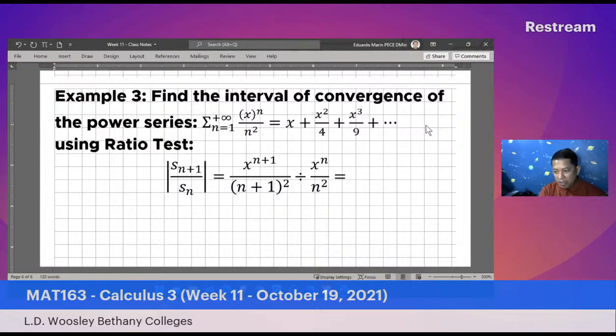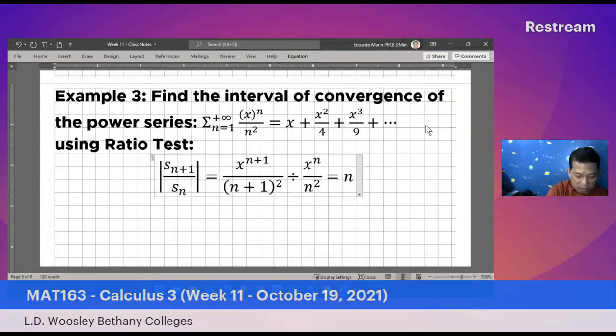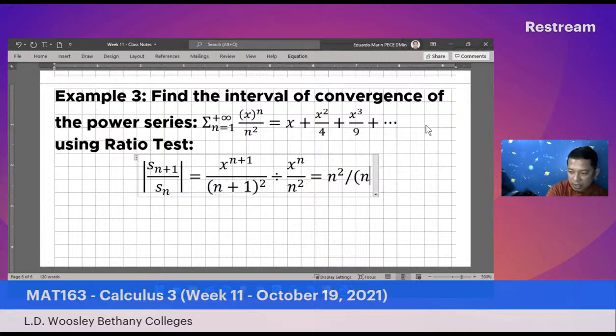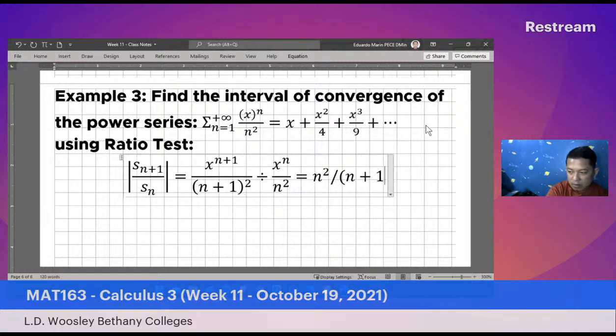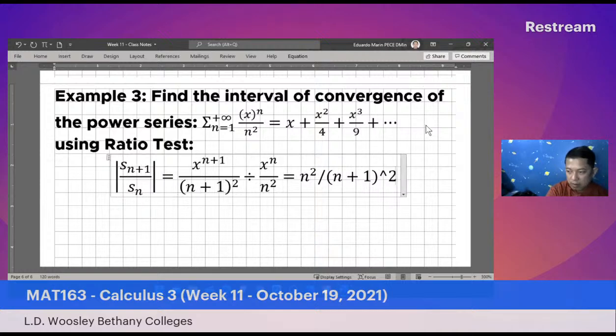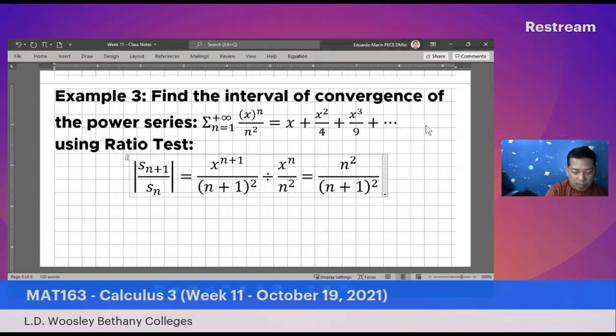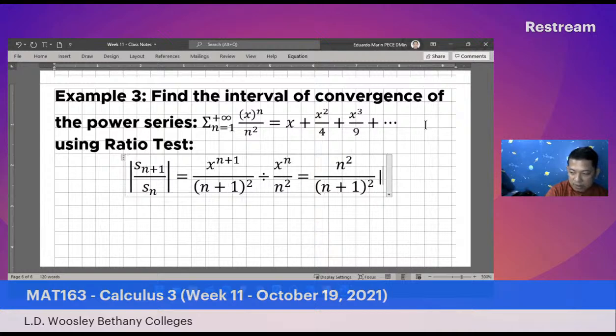So from here, there will be some cancellation. Ang matitira na lang sa x raised to n plus 1 divided by x raised to n is obviously x. Pero doon sa constant, so ano yung may iwan dyan? So ang may iwan dyan ay n squared all over n plus 1. Okay? And then absolute value of x.